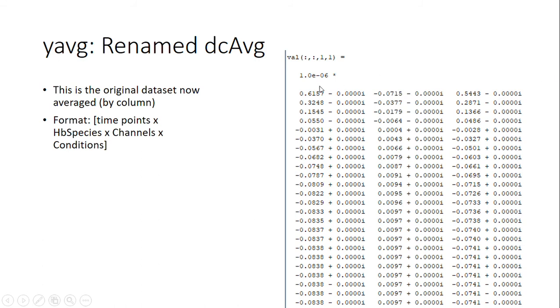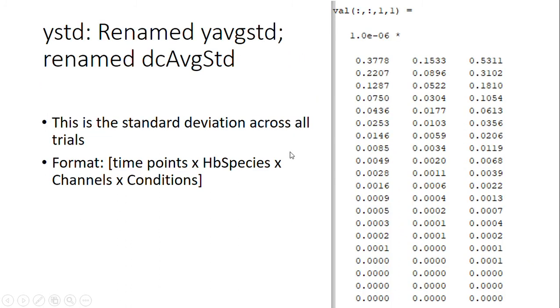The actual appearance of that is here, and you'll see we're looking at all rows, all columns of page 1, section 1. Whether or not that vocabulary is correct, we'll worry about that. You have your scaling factor, or coefficient, here, and then your values here. The next down is the standard deviation of your matrix. It was renamed in the code as y average standard deviation, and then renamed in your output as delta concentration average, or dcAvg standard deviation.